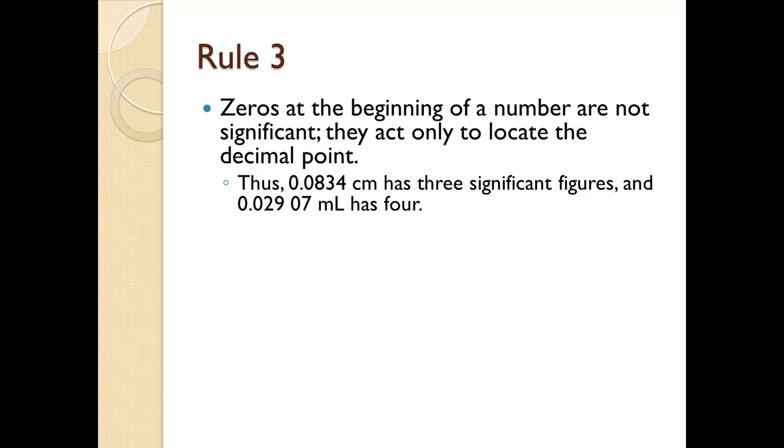So 2907 actually has 4 significant figures. For my example, 0.05 has 1. Again, the 2 zeros in the beginning, they are not significant. 0.026 has 2. 0.0024 has 2.